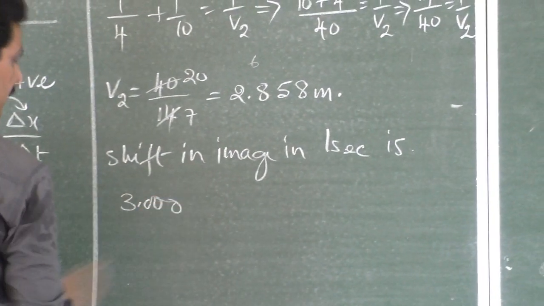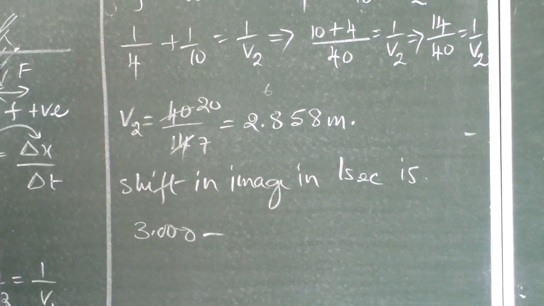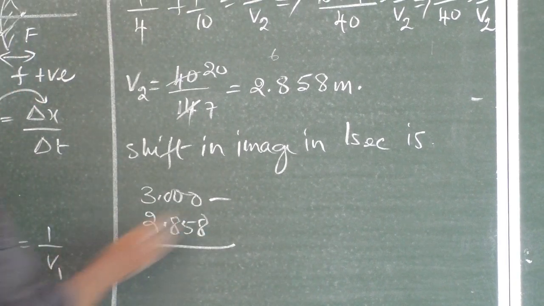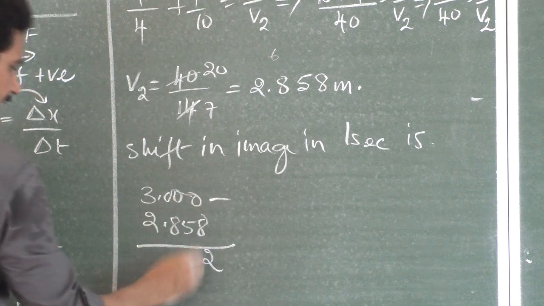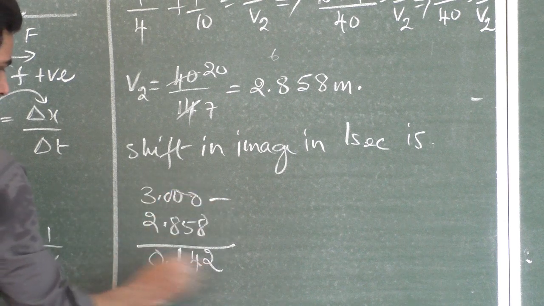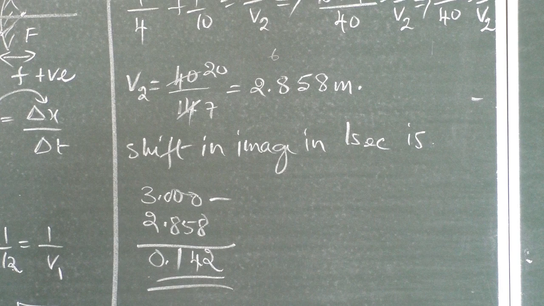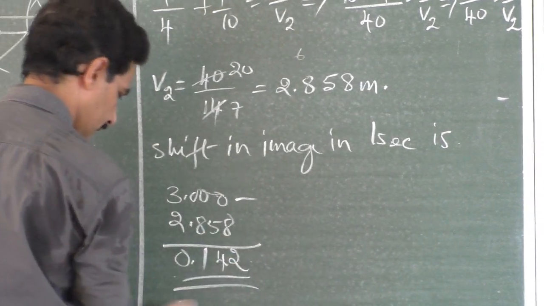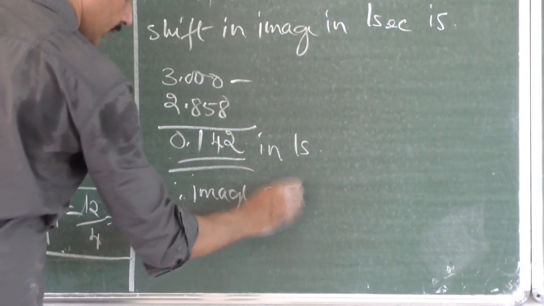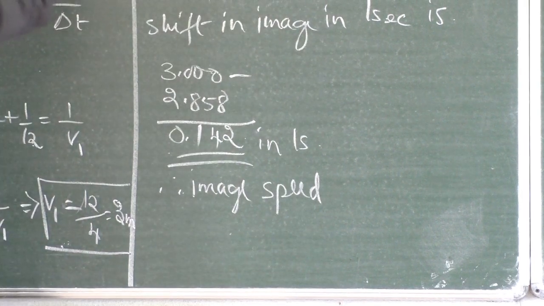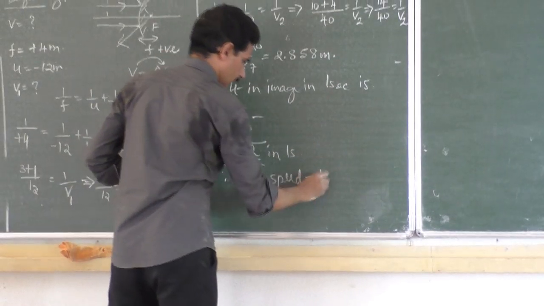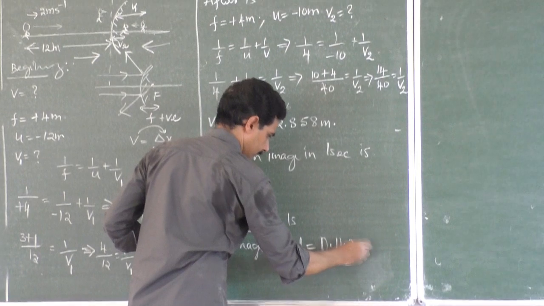3 minus, because the original image distance is 3, minus 2.858. So what is the difference? 10 minus 8 is 2, and 9 minus 5 is 4, and I brought 1 here, so 0.142. So this is the shift in 1 second, therefore the image velocity or image speed is, of course, the image will be moving in this direction when the object is running like this. Image speed is equal to 0.142 meters per second. Okay?